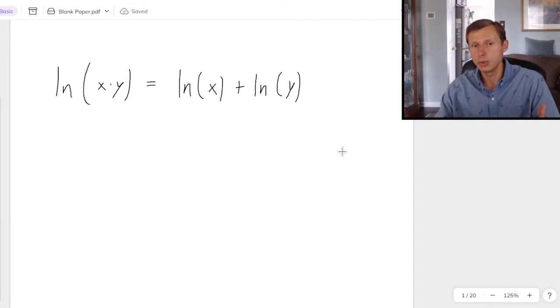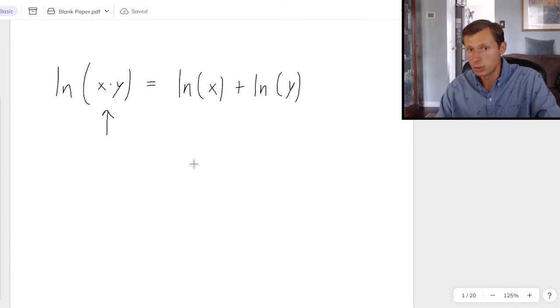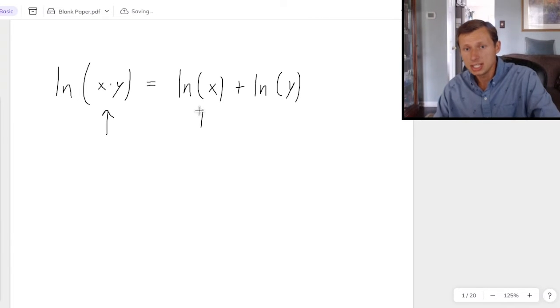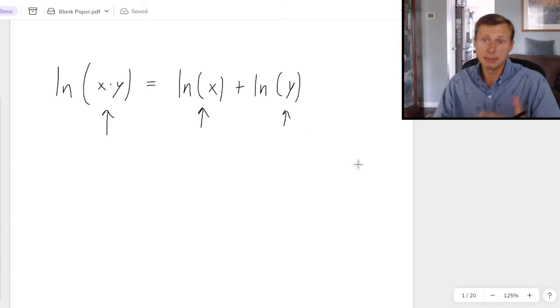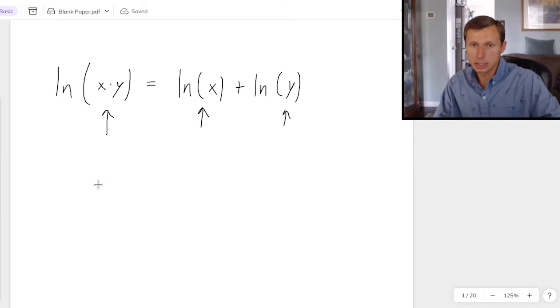And the advantage of doing this is a minute ago I would have needed the product rule here if I wanted to take the derivative, but now it's two very easy derivatives with the natural log of x and the natural log of y, and I'm going to be reminding us how to take these derivatives in a minute. So that's the multiplication property.